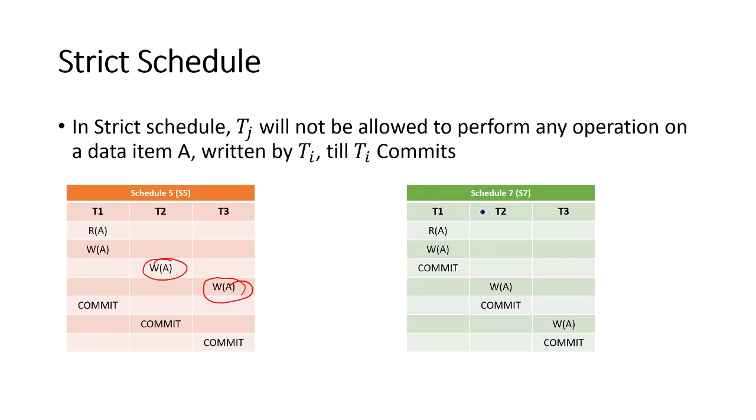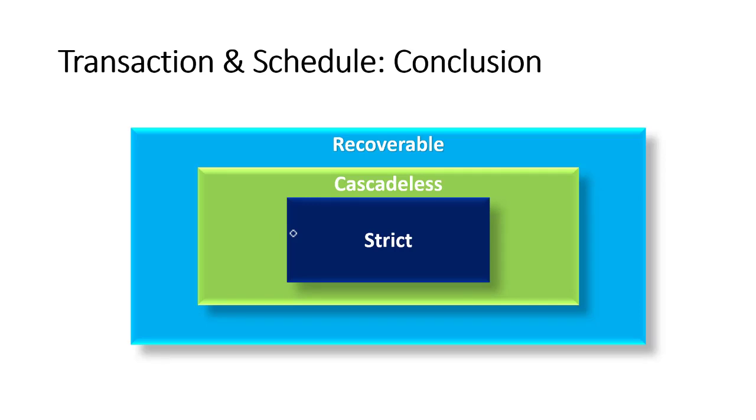So schedule 7 is a strict schedule, schedule 5 is a cascadeless schedule. If a schedule is recoverable, then some of the recoverable schedules will be cascadeless, and some of the cascadeless schedules will be strict. In other words, all the strict schedules are cascadeless, but the vice versa is not true. Similarly, all the cascadeless schedules are recoverable, but the vice versa is not true.